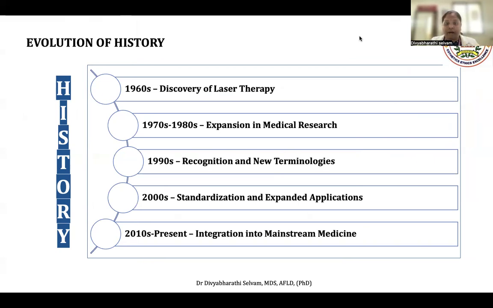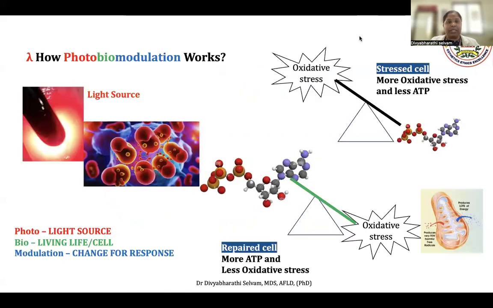In the 1990s, we developed new terminologies, and recognition started for these therapies. Around 2007, its standardization and applications expanded, and now we are integrating it into mainstream dental as well as medical fraternities. So how does this therapy work?